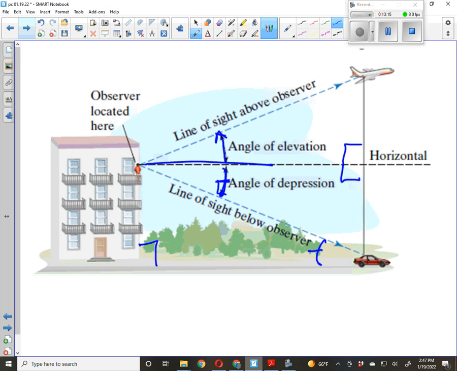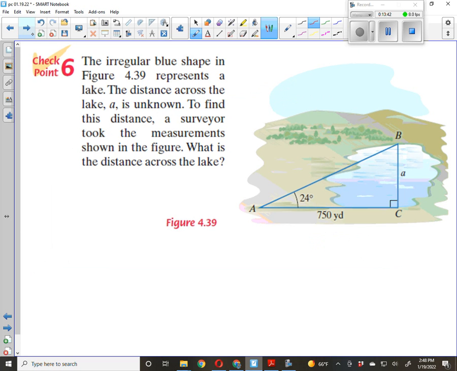But pay attention to what's given to you. This would be considered the angle of elevation, looking up, if I'm looking up from the car. From the airplane, this would be the angle of depression, which would be the same as the angle of elevation here. Those would be equal, wouldn't they? All right.